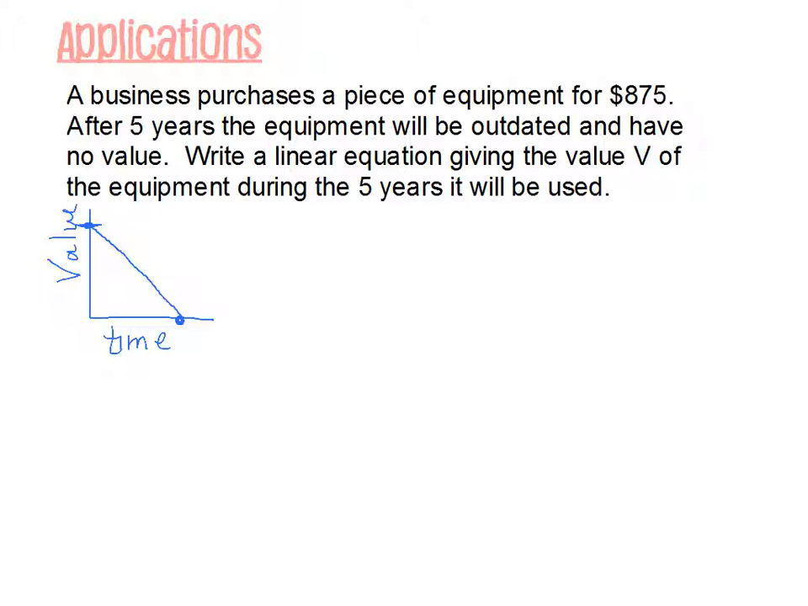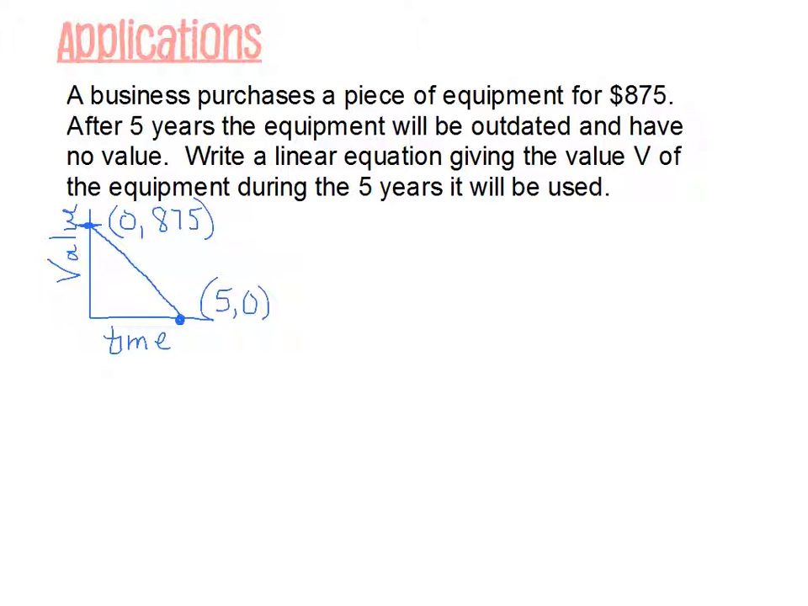Basically what we have been given is two ordered pairs. This ordered pair right here is after 5 years the value is 0, and this ordered pair is at time 0 the value was $875. This is a problem just like the previous one where they've given us 2 points. We have to write the equation of that line.